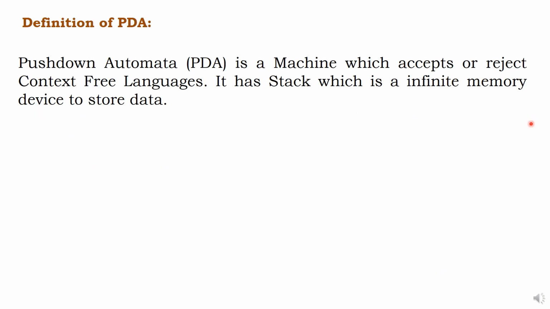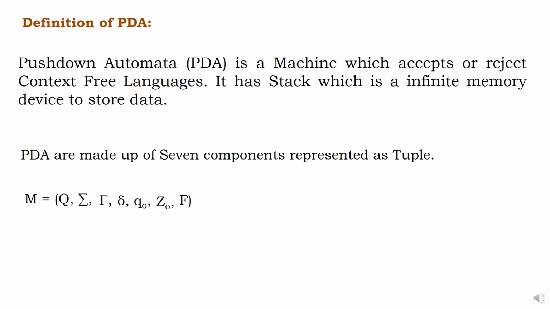The definition: push-down automata is a machine which accepts or rejects context-free language, that is both regular and not regular. It has a stack for memory. It has an infinite amount of memory device to store data. And we have 7 components as a tuple. More detail we will discuss after some introduction.